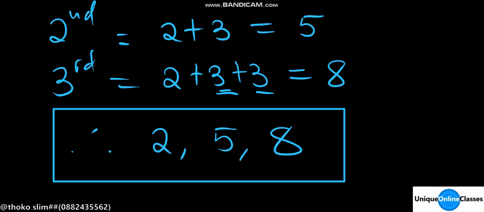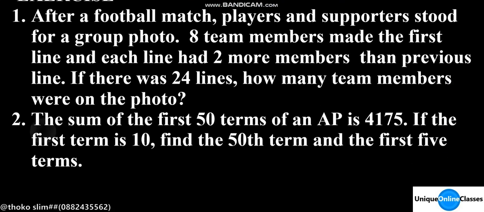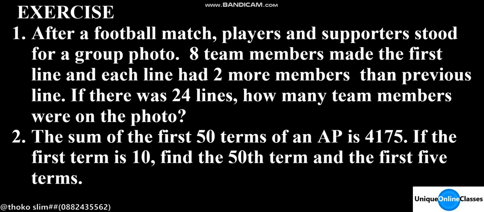So musimu muli exercise. After a football match, players and supporters stood for a group photo. 8 members made the first line, and each line had 2 more members than the previous line. If there were 24 lines per photo, how many team members were on the photo? Second, the sum of the first 50 terms of an AP is 4175. If the first term is 10, find the 50th term and the first 5 terms.